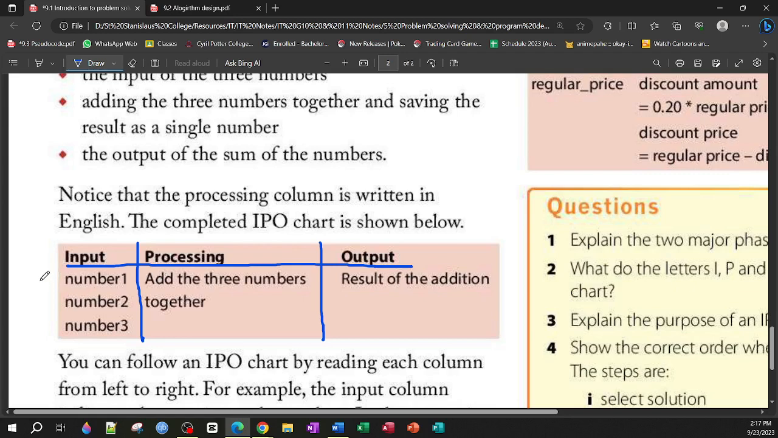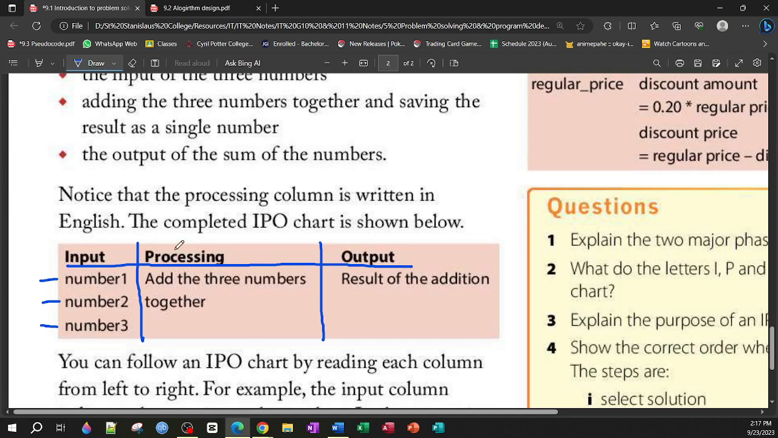But for now, where you see number 1, number 2, number 3, those are basically what is going to store the three values. So the first number is going to be stored into number 1. The second number is going to be stored into number 2. The third number is going to be stored into number 3. So notice we have as input 3 numbers.